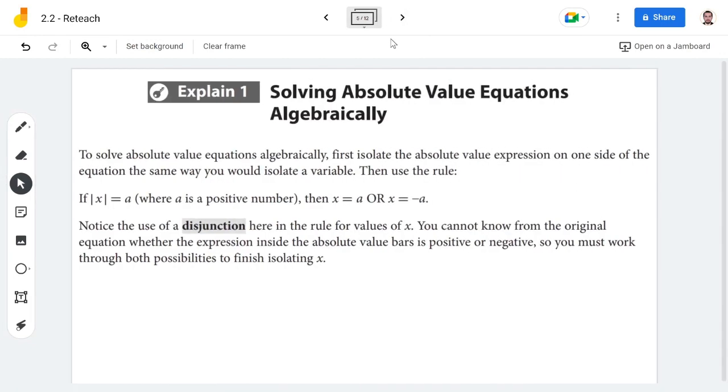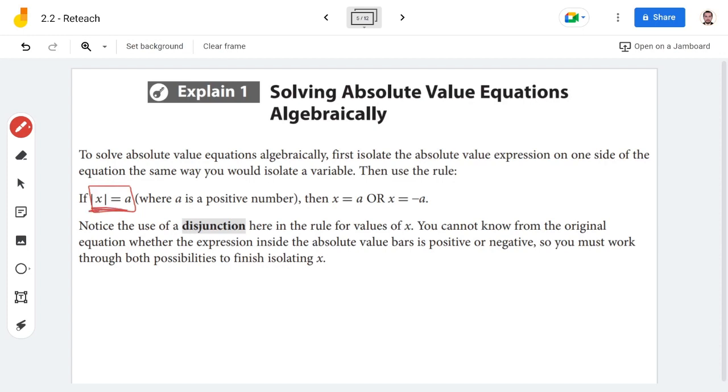Now let's start solving absolute value equations. All of this information will just help you graph it. If you remember, I told you when we have an absolute value of something, we need to remove the absolute value.